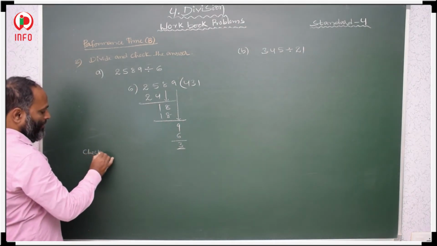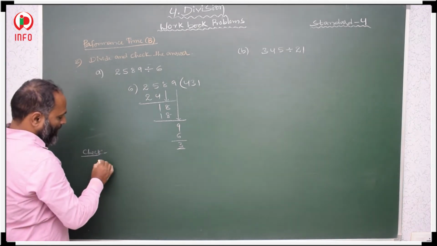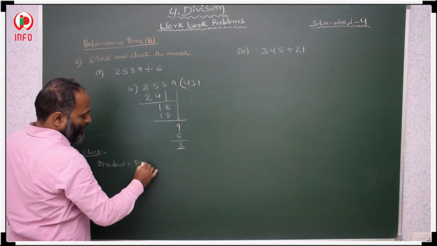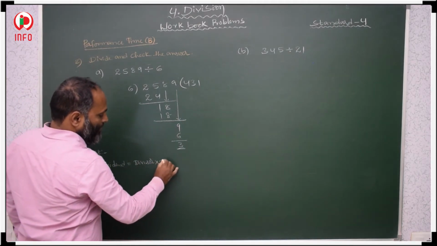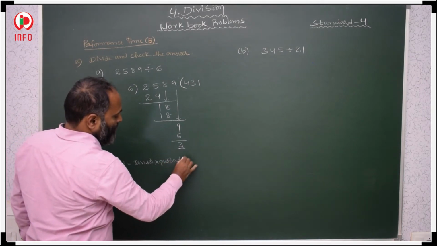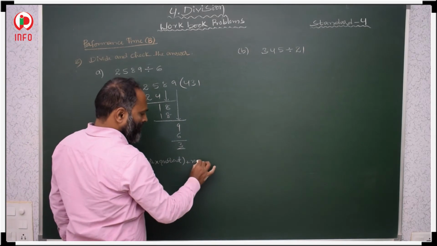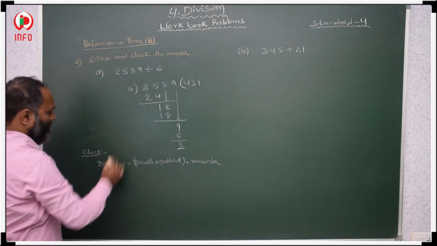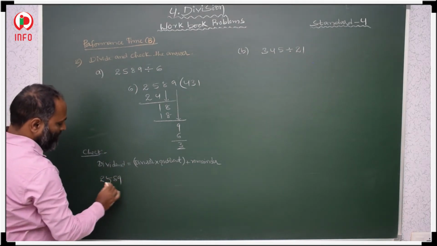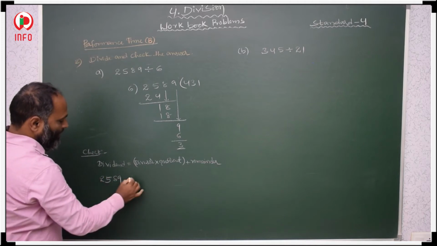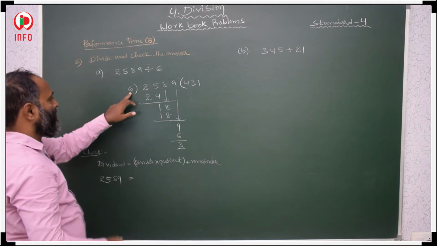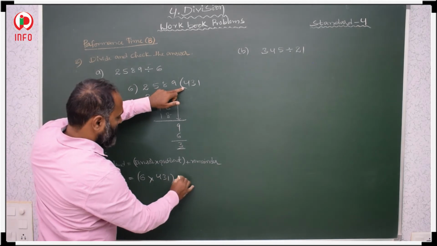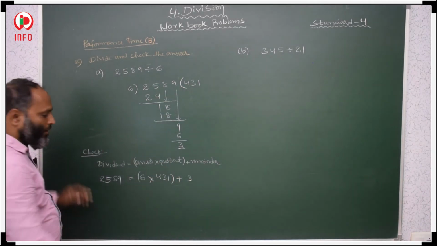So how to check? Here dividend is equal to divisor into quotient plus remainder. What is the dividend here? 2589. 2589 is equal to divisor. What is the divisor? 6 is the divisor. What is the quotient? 431, plus what is the remainder? 3.